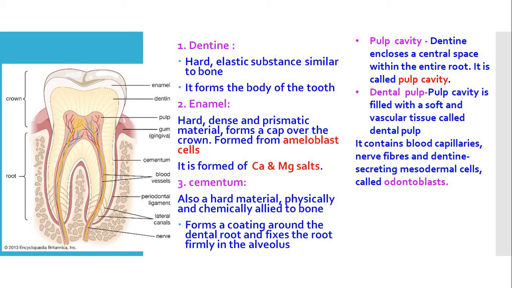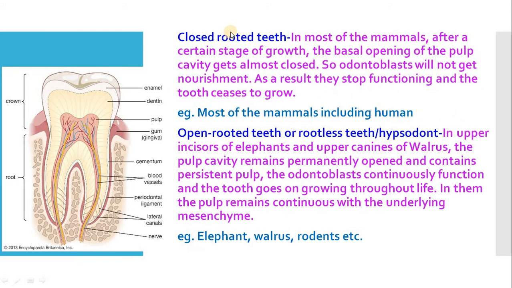It contains blood capillaries, nerve fibers, and dentine-secreting mesodermal cells. The mesodermal cells which secrete dentine are called odontoblasts. Now you have learned two types of cells. Amyloblasts, which form the enamel. Enamel is made of calcium and magnesium salts. Then odontoblasts, present in the pulp cavity, secrete the dentine. Then what is meant by closed rooted teeth and open rooted teeth or rootless teeth?